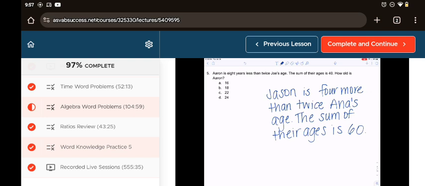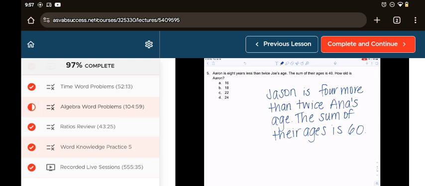Okay, so with this new one, what I want you to do is write the 2 equations. That's all we're going to do. We're just going to write the 2 equations. Jason is 4 more than twice Anna's age. The sum of the ages is 60. Good. So write the first one. What does the first equation look like?